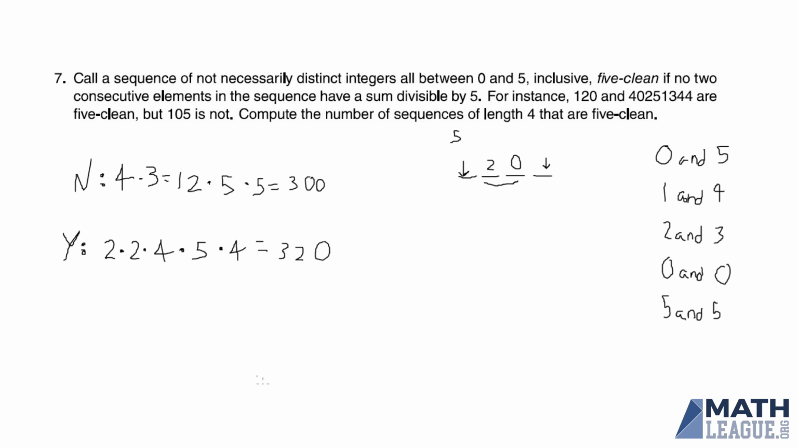And then adding these 2 cases together, we're given 300 plus 320, or 620 possibilities, which is our answer.